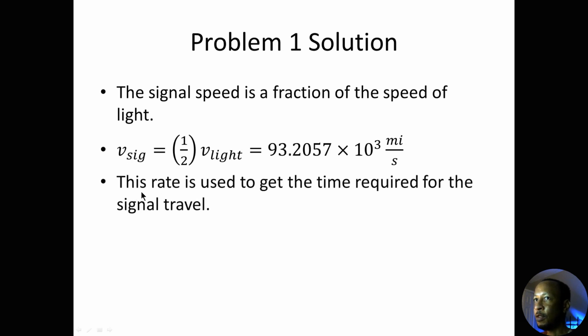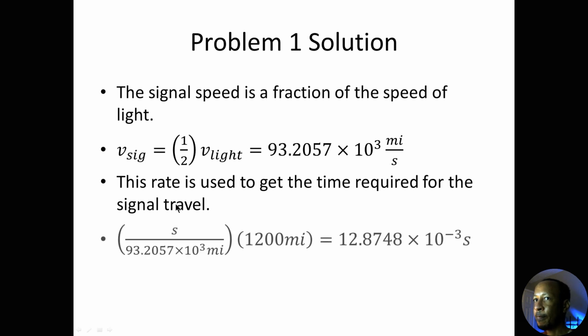And so then this rate is used to get the time required for the signal travel. And so we have 1 second per 93.2057 times 10 to the 3 miles multiplied by 1,200 miles, and then that gives us 12.8748 times 10 to the negative 3 seconds. It simplifies to the time required is approximately 12.9 milliseconds. So that is the final answer for problem number one.